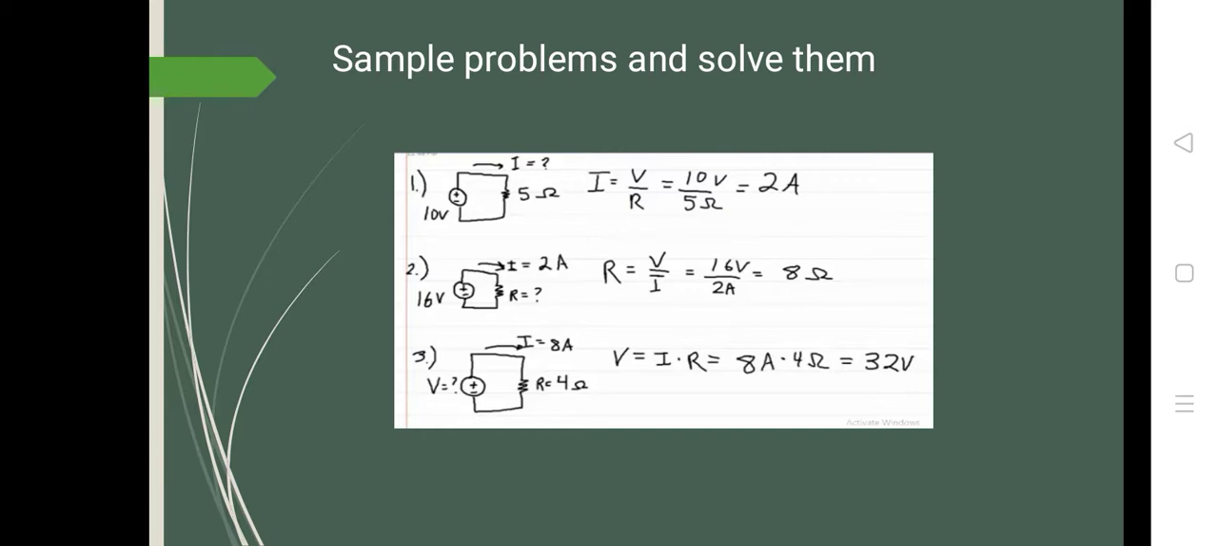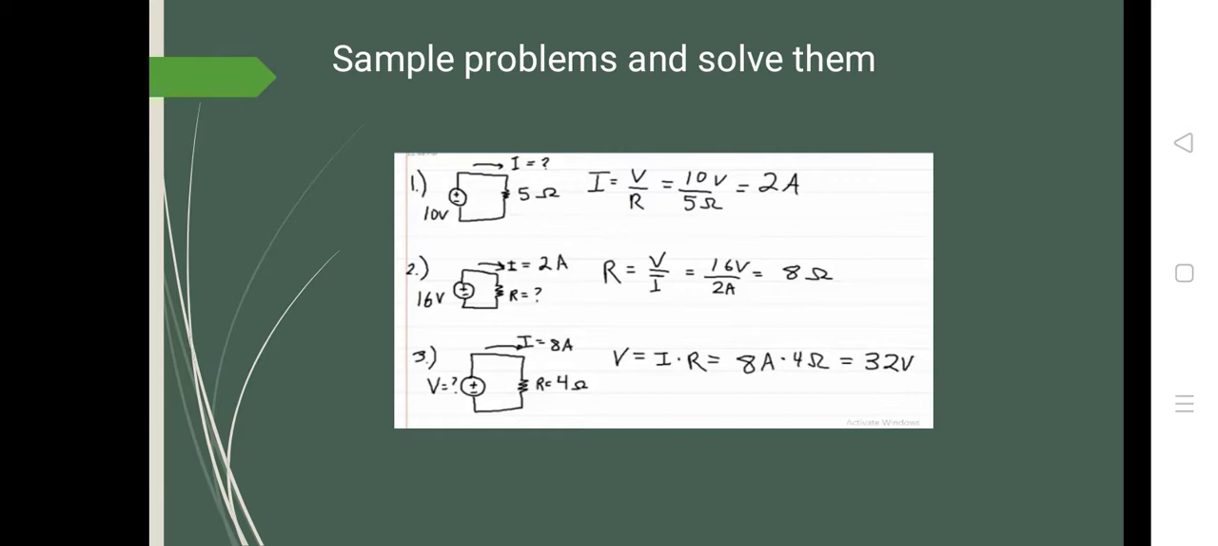So next, sample problems and solve them. Here I have number one, we have 10 volts, and we have an unknown current and a 5 ohms resistance. So the unknown is current, so I equals V over R. So the voltage is 10 volts, divided by the resistance, which is 5 ohms. So 10 divided by 5 is equal to 2 amperes.